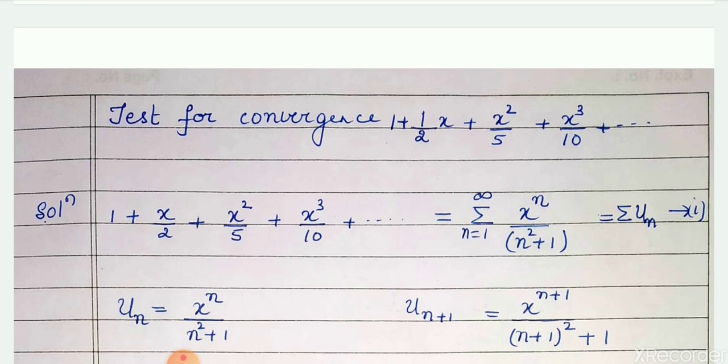test for convergence 1 plus x by 2 plus x square by 5 plus x cubed by 10 plus and so on. So here we have the first term as 1, which is x raised to 0. Second term has x by 2, x raised to 1 by 2. Third term is x raised to 2 by 5 plus and so on. Okay, so how do you write down the nth term here? Now here you can eliminate the first term. You don't have to consider the first term. You start with the second term x by 2.